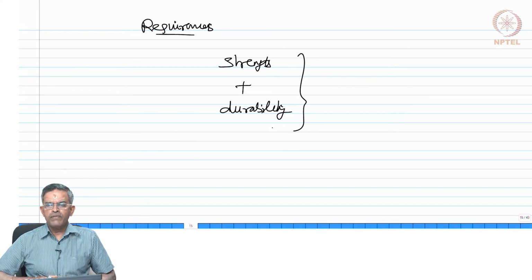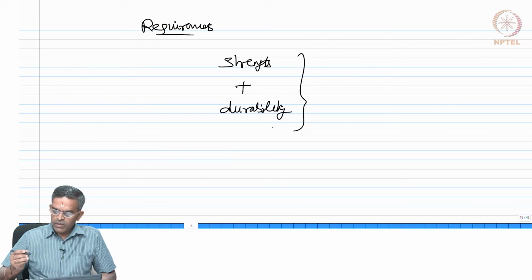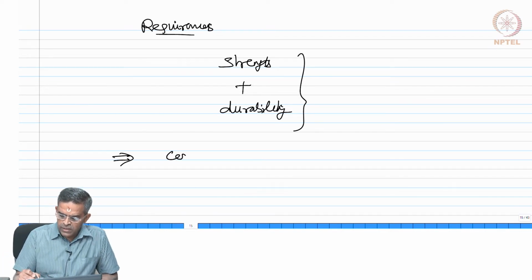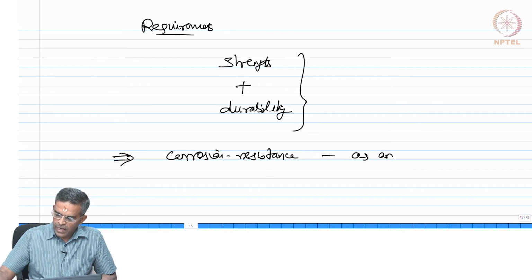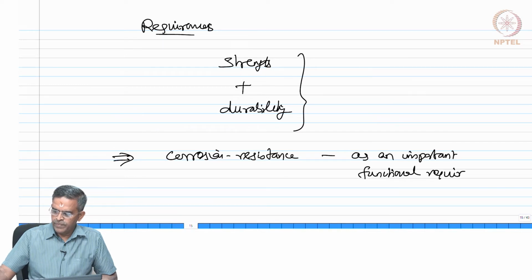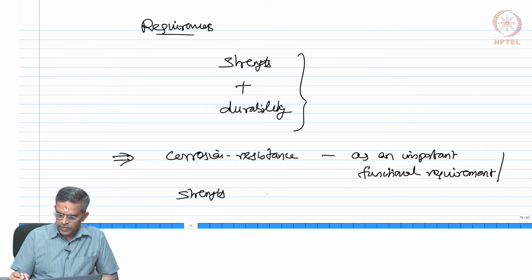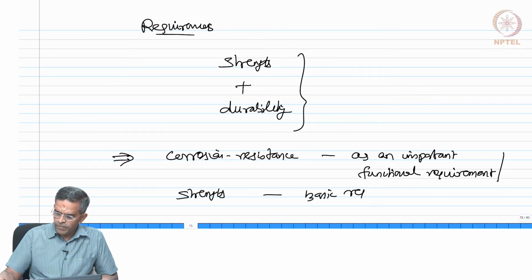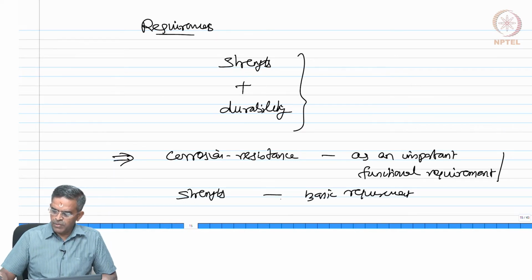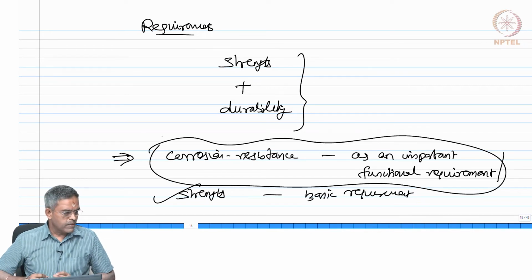People have been using FGM for various applications, and one of the primary requirements we are now going to see is corrosion resistance, as an important functional requirement. Of course, strength is a basic requirement for the member which is needed. This cannot be compromised. In addition, we are looking for this. This is an additional requirement we have.